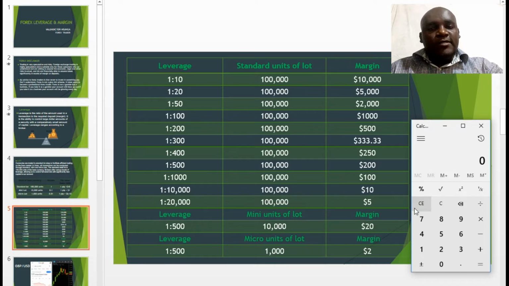It's the minimum amount. Again, if I open a micro account with a broker with a leverage of 1 to 500, so micro has 1,000 units of lots divided by 500 leverage. It's going to give me $2. So I'm expected to deposit a minimum amount of $2 when I open a micro account with a broker offering me 500 leverage.